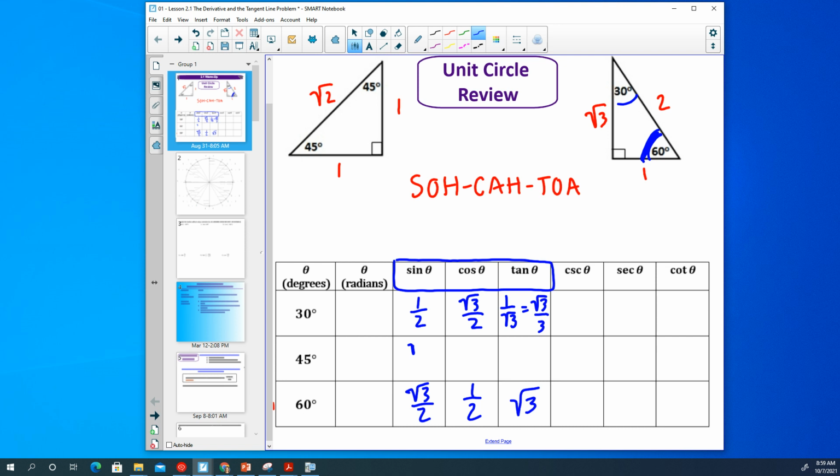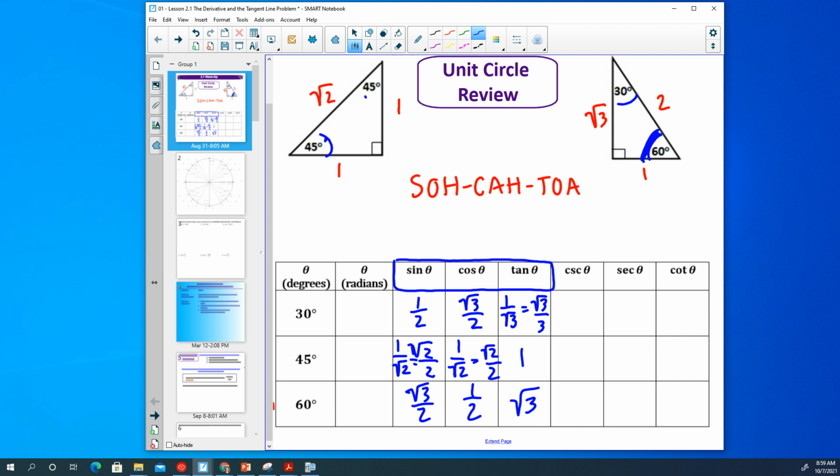Okay, for 45 degrees, you can use either angle, doesn't matter. I'm just going to use this one. So sine, opposite over hypotenuse, rationalize that, we get square root of 2 over 2. Okay. Cosine, you'll notice the same thing. Adjacent side is also 1 over square root of 2. Rationalize that, we get square root of 2 over 2. Tangent of 45 degrees, opposite over adjacent, 1 over 1 is just 1.